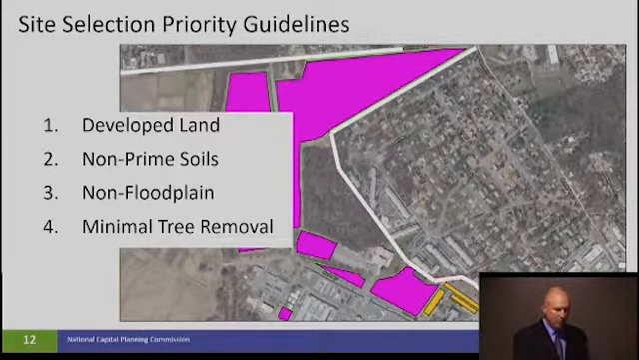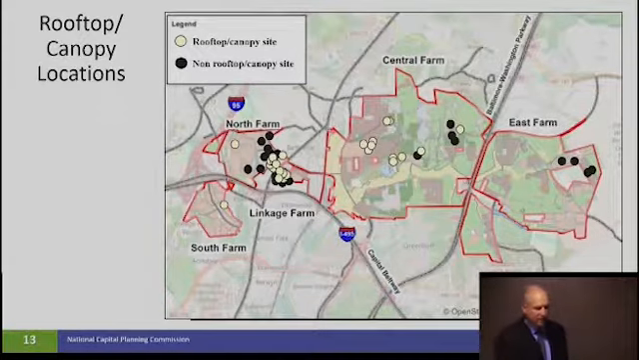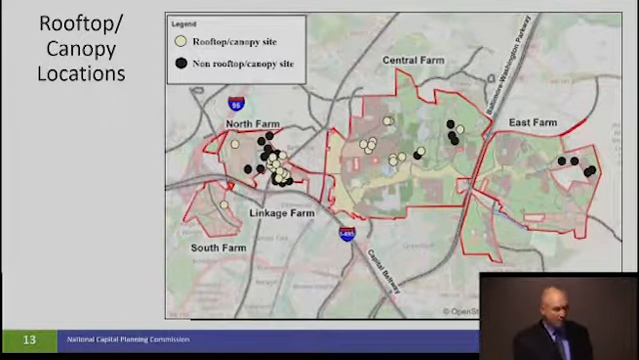So starting with site prioritization on sites that have already been developed, here are the 39 sites that would locate arrays above surface parking and atop of agricultural related structures, clustered primarily in the North Farm, Linkage Farm, and Central Farm areas on BARC.